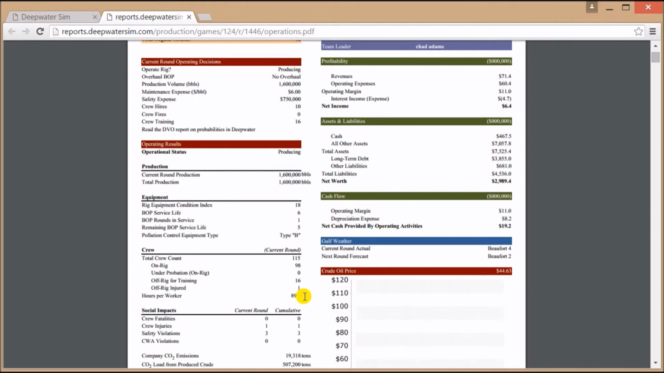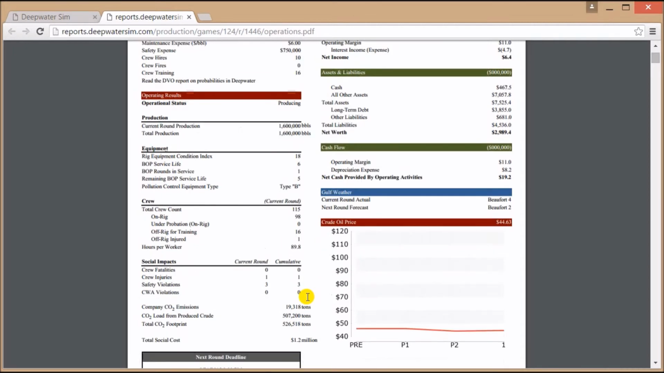Using baseline values, the average hours worked per worker per round is about 60, 62, 65. So this 89.8 tells you they are really working these people a lot. And that probably also contributed to the accident. Right? Not only decreased safety spending, but they are really working their crew quite a bit to get that production to make up for the short staff. Both of those factors contributed to the injury and contributed to the safety violation.